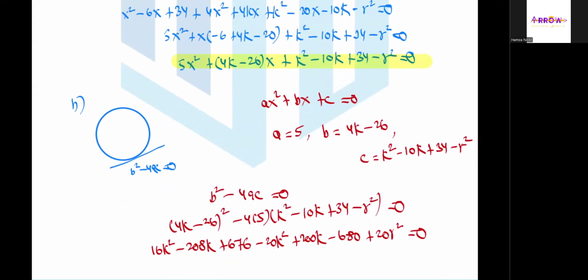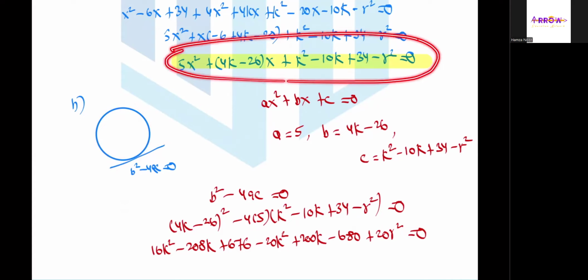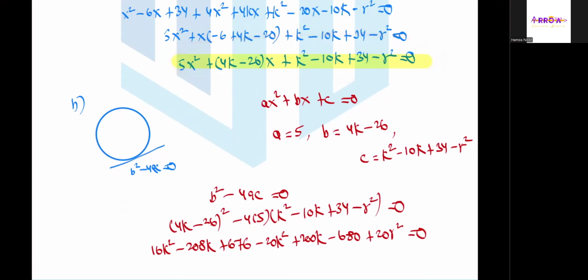So basically, when you substitute the equation of the line into the equation of the circle, you are able to produce a general form of the quadratic equation in this form, in which the nature of the roots will be real and equal. Okay, so b square minus 4ac will be equal to 0.